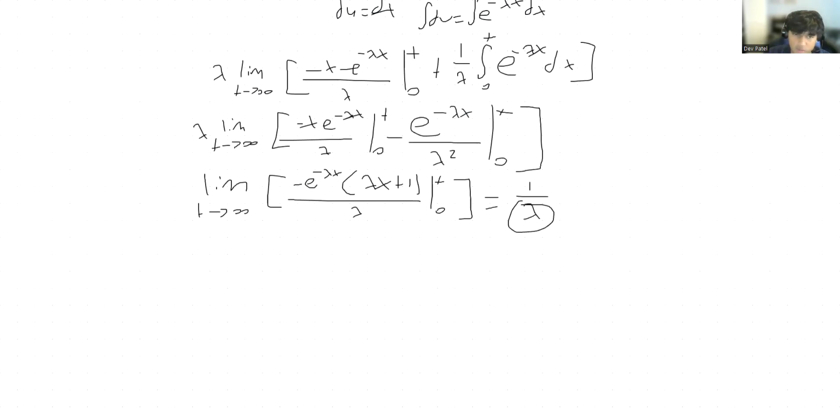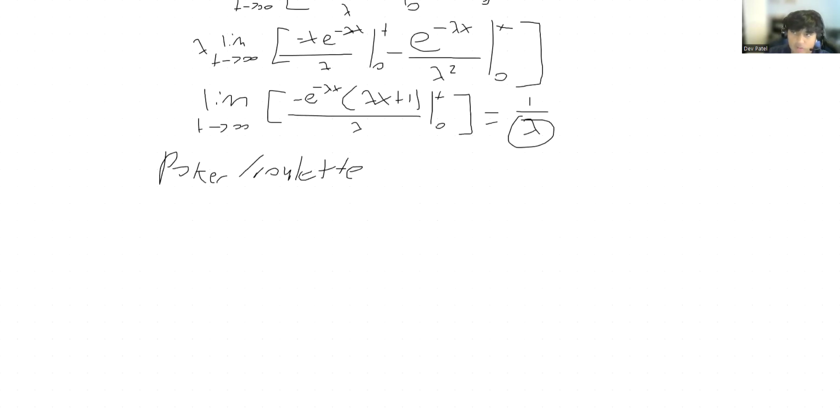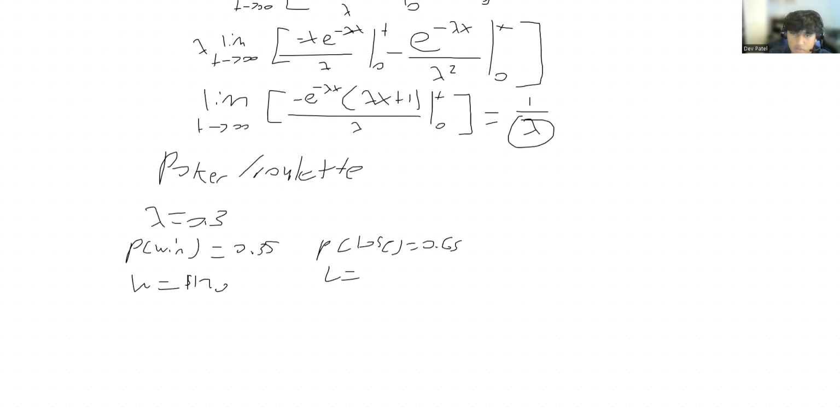Let's say that the 2 games are poker or roulette. Let's look at poker first. In this game of poker, lambda represents the amount of profitable opportunities per hour, where lambda is equal to 0.3, and the probability of winning a hand is equal to 0.35, and the probability of losing a hand is equal to 0.65. And our potential profit W is equal to $120, and our potential loss L is equal to $40.